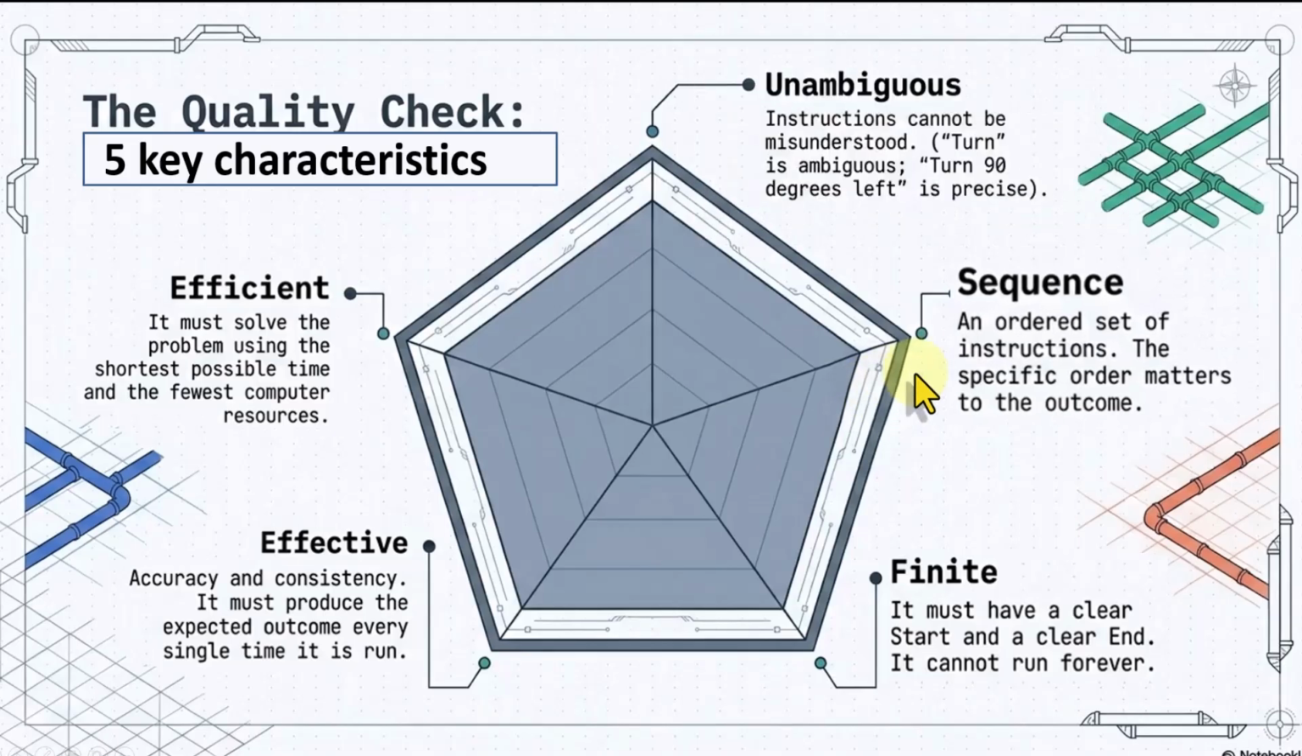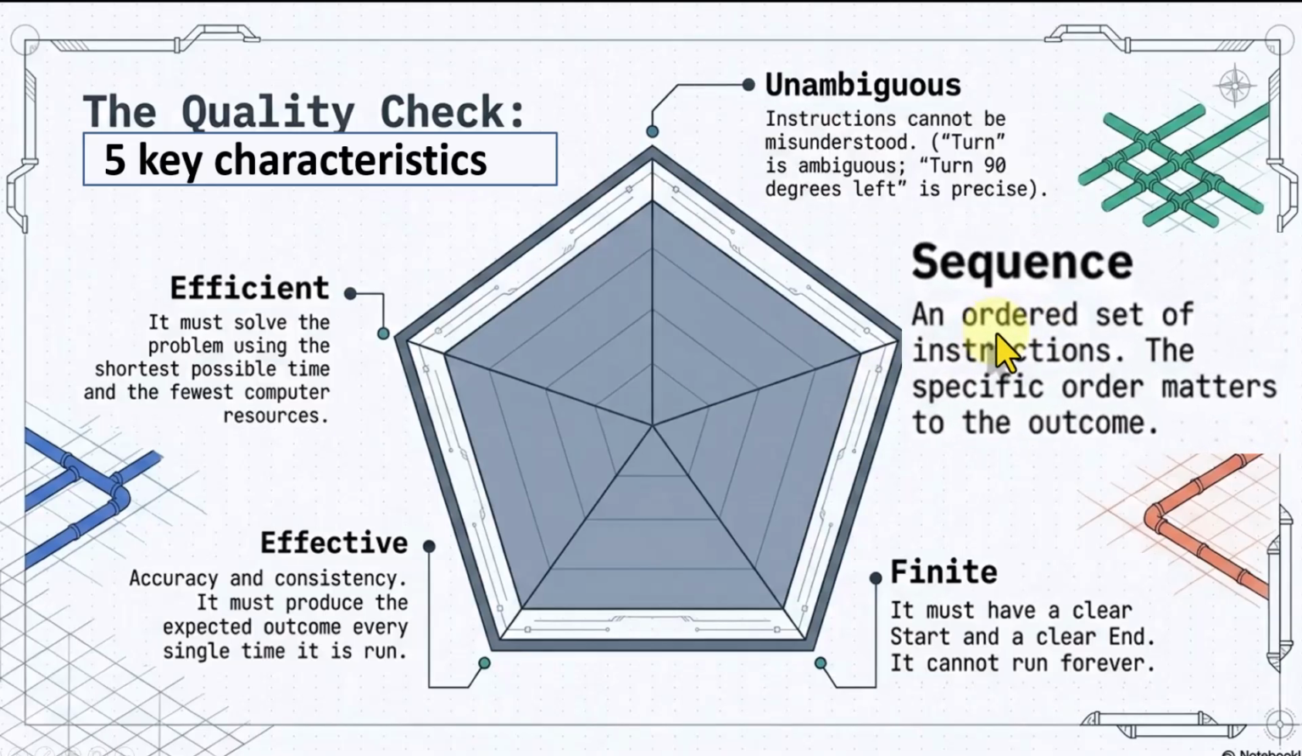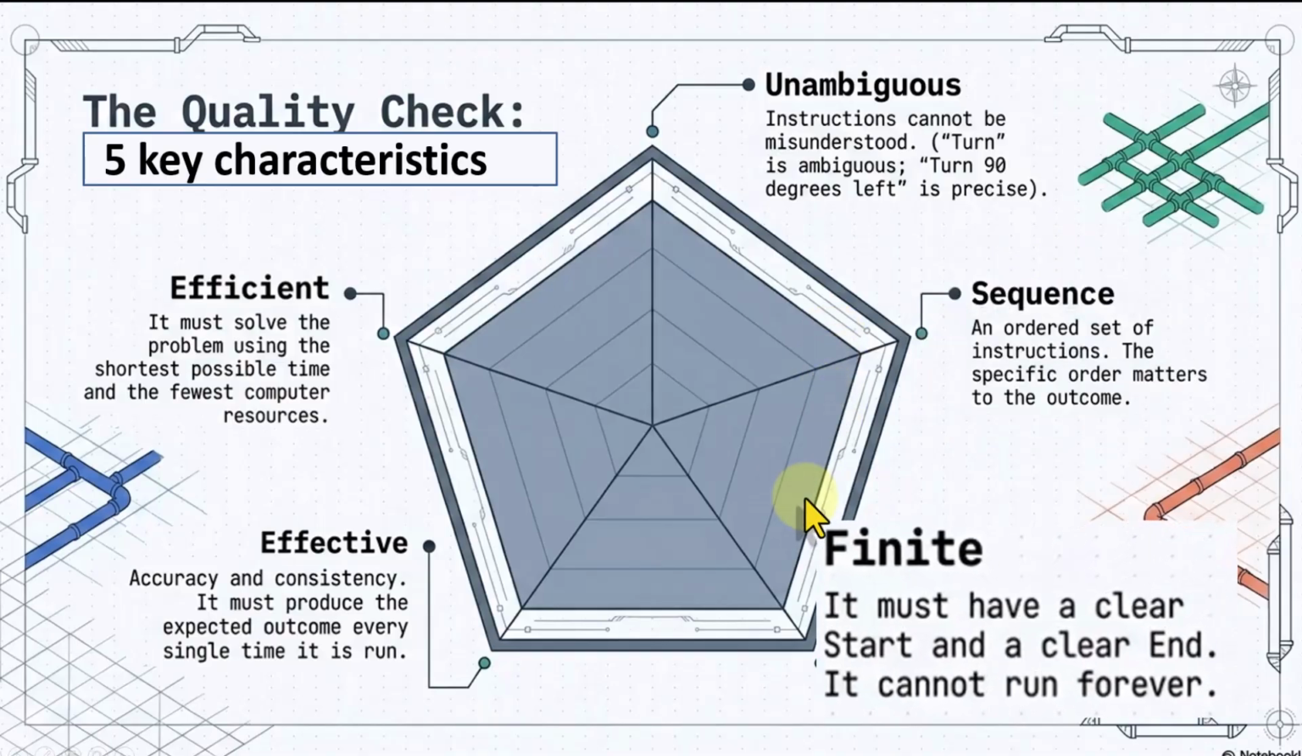Then the second one is sequence. An algorithm is an ordered set of instructions, so the specific order matters to the outcome. If you misplace the instructions, and put an instruction that has to come later earlier, the output will change, so you might receive a wrong result. So sequence is very important. Then it has to be finite. It must have a clear start and a clear end. It cannot run forever.